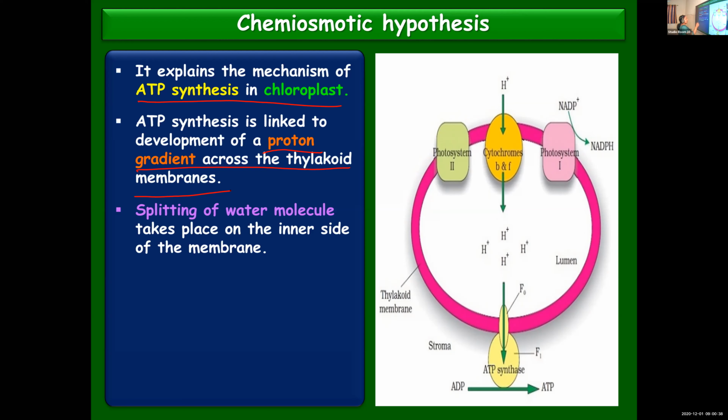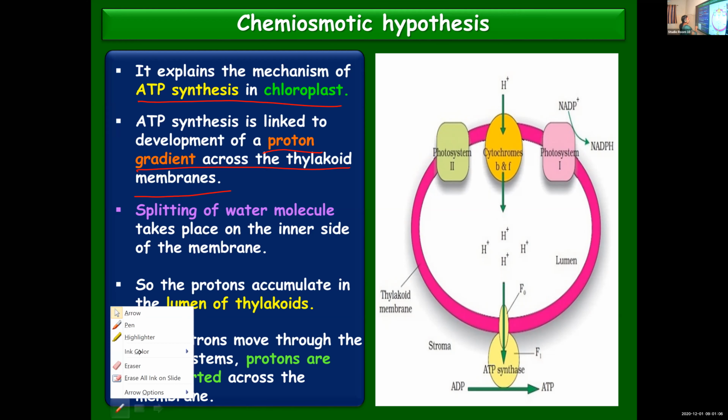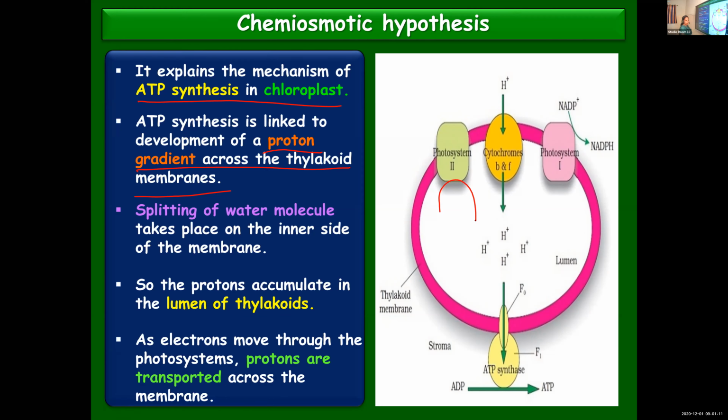First of all, when water splitting takes place on the inner side, as you know, protons, electrons, and oxygen will be released. Oxygen diffuses out, electrons will compensate for the loss of electrons from photosystem 2, but the protons will remain inside. The splitting of water is taking place inside the membrane. So the protons which are formed will remain within the lumen, causing an increase in the concentration of protons in the lumen.